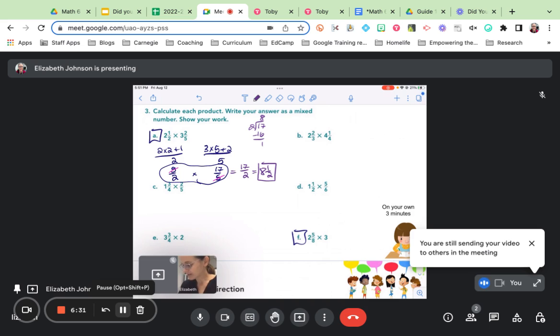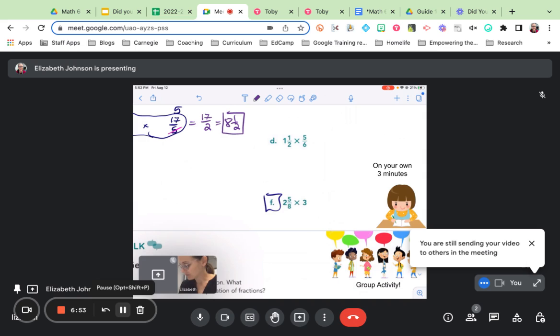And the process that I used was I rewrote my values as improper fractions. I multiplied numerator times numerator and denominator times denominator. And then I simplified and rewrote it as a mixed number. Choice F is a little bit different, and the reason is because we're multiplying a mixed number by a whole number. This is actually easier.